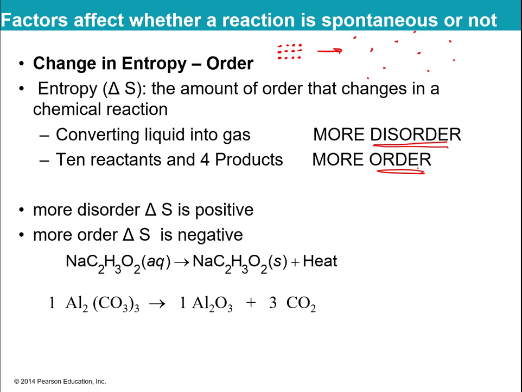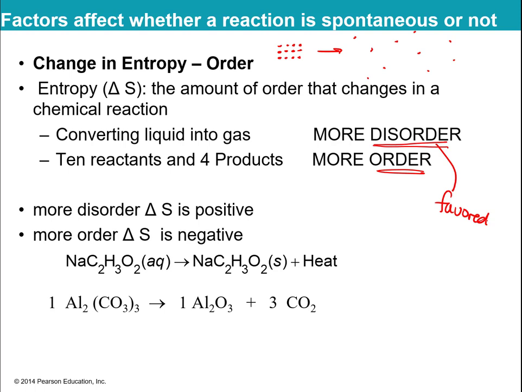Keeping things in order is a nightmare, especially when you have children. Trying to keep things in order, getting everything organized, requires a huge amount of work. So it's never spontaneous. So the more disordered, this is always favored. So reactions where heat is released and you make more disorder, those are always the favored kind of reactions. Those reactions tend to be spontaneous. They're going to happen automatically.